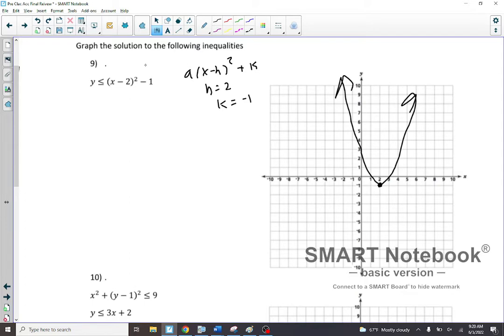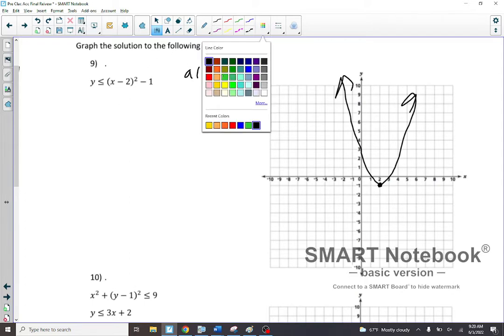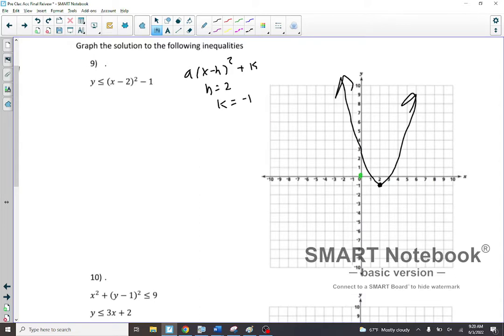Okay. Then the second part is I need to check if it works. So I have to pick a test point. So I'll test with 0, 0. Again, you could test with any point. Like if you don't think 0, 0 is clear to you, test somewhere like here, 2, 8, to clearly say that's in the middle. So 0 is less than or equal to 4 minus 1. 0 is less than or equal to 3. Is this true? Yeah, that's true. So because that's true, it must be shading on the outside.